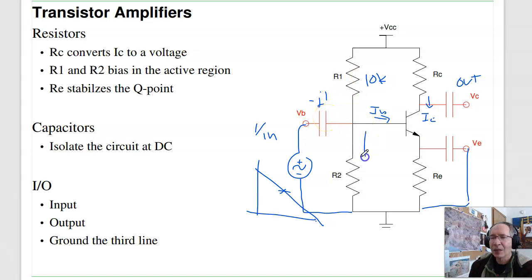What happens is the voltage at the base is normally something, plus a small AC signal. The AC signal is from your source. So that's what we'll be doing for the next couple days.